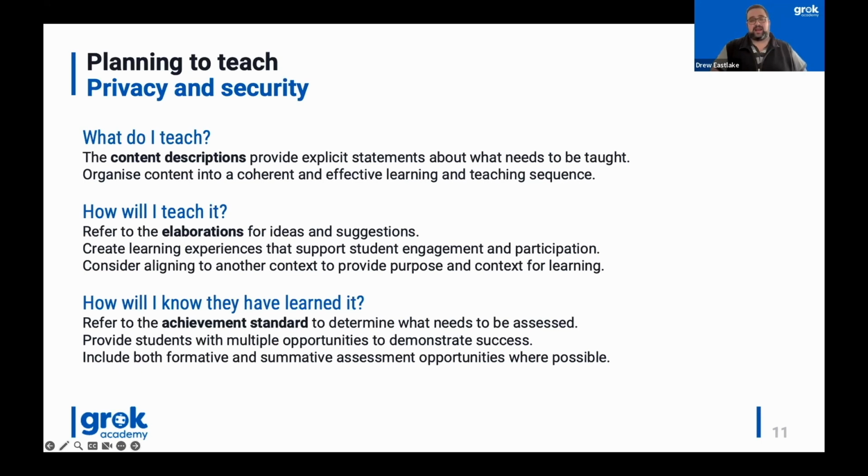And then the last thing that we're going to look at is the assessment, the achievement standard. And the achievement standard determines what will need to be addressed. And when we're talking about privacy and security, we will start to show some of the key points from these achievement standards from the year 7, year 8, and the year 9, year 10 descriptions so that you can see exactly what we're going to be addressing and how we're going to know that students are learning about privacy and security in these particular areas.